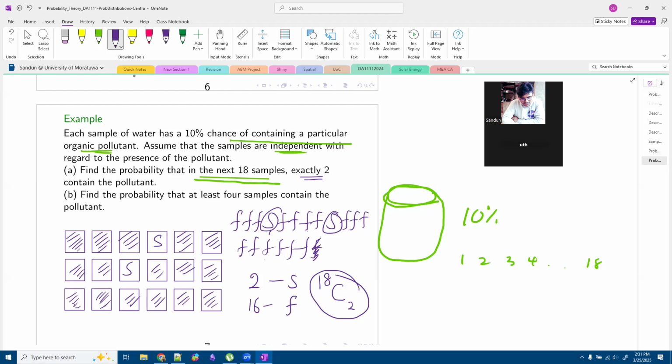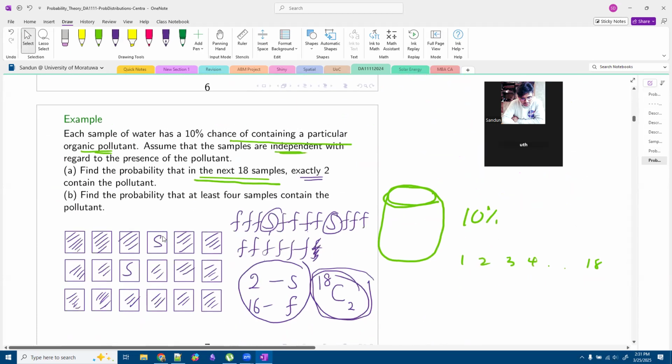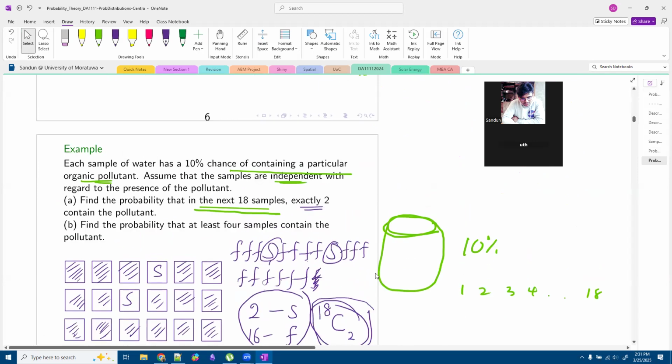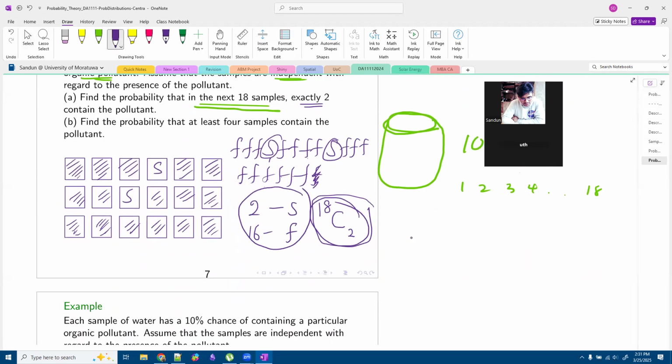You take 2 out of it, and you have 16 F's and 2 S's, and you are going to pick 2 out of this. If you do that, you will find 18C2, right? So that is why the probability equation has this nCr.